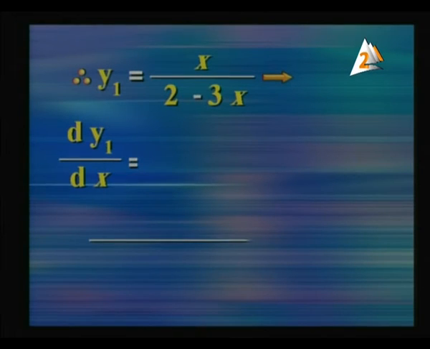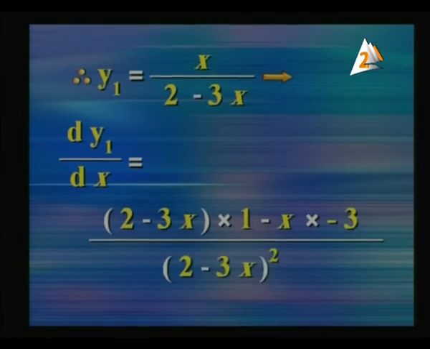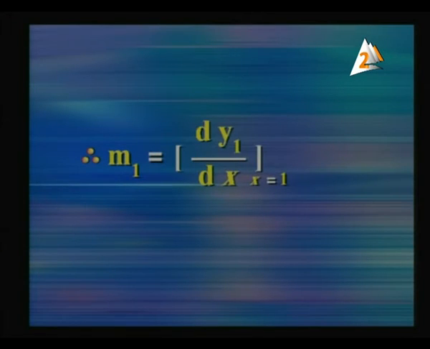dy1 over dx. We find the differentiation. This is the differentiation of a fraction: denominator squared, denominator times the differentiation of the numerator minus numerator times the differentiation of the denominator. The answer is the slope, dy1 over dx at x equals 1. The slope of the first curve equals 2.